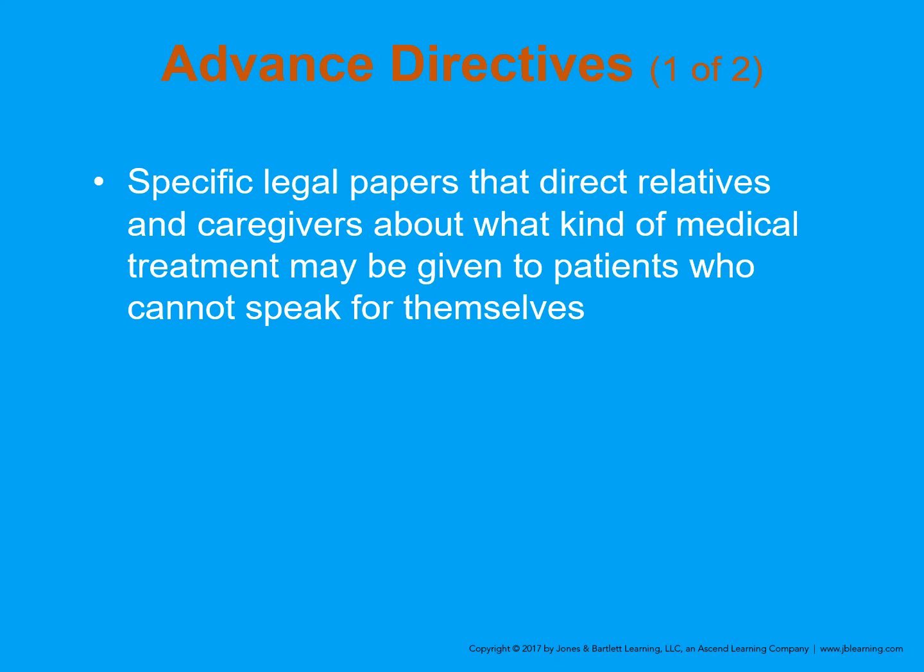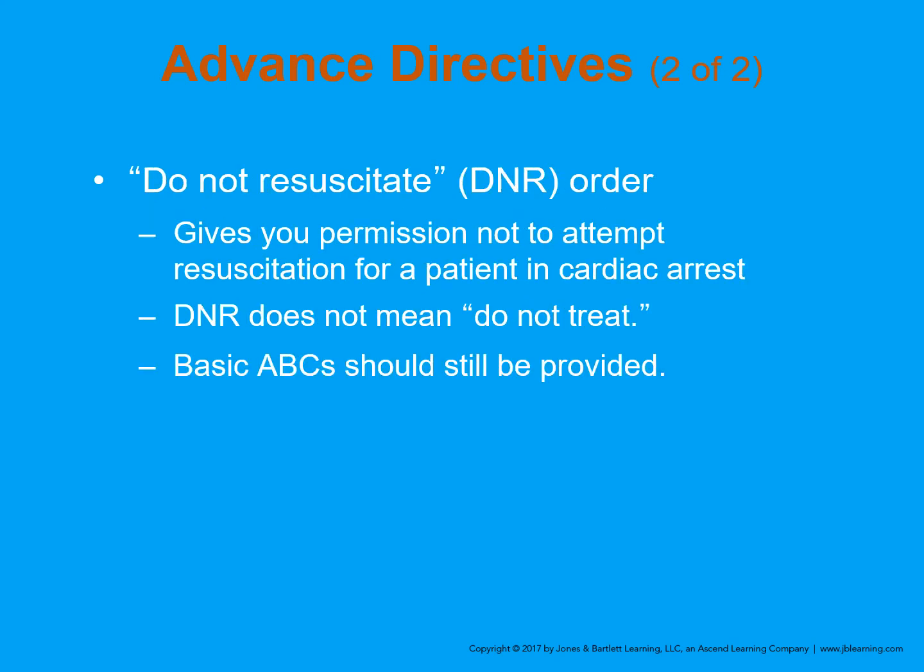Here we go, advanced directives. So advanced directives are generally for the POA, power of attorney, or the named medical decision maker, to guide them in what's going to be allowed for this patient's care. DNRs are exactly that. It gives you permission not to attempt resuscitation for a patient who's clinically dead. DNR does not mean do not treat. Hey, I just said that. Basic ABCs should still be provided.